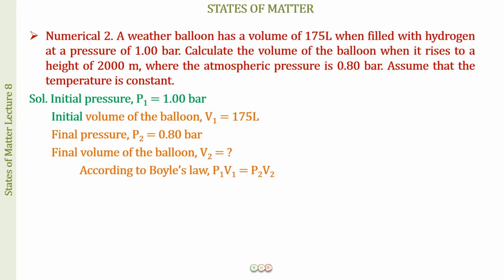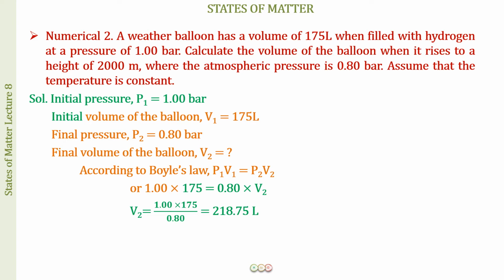So P1 V1, this is going to be P2 V2. So quickly just put in the values. What you will be getting, the value of V2 is going to be 218.75 liters after you have put in all the values, right?